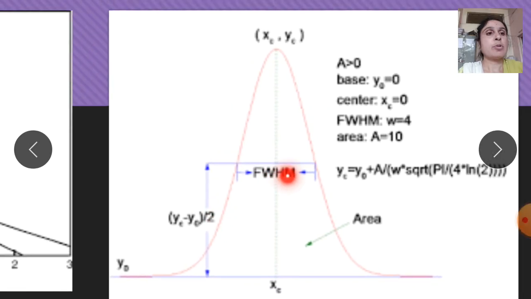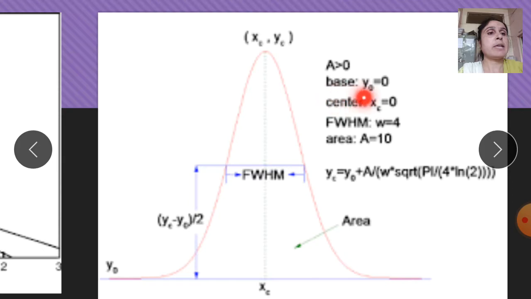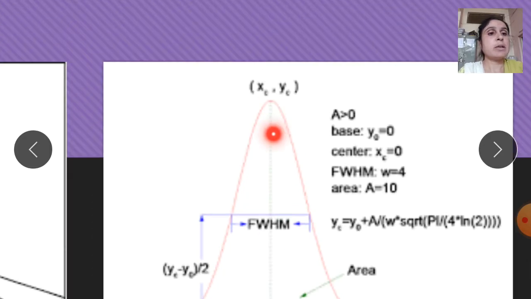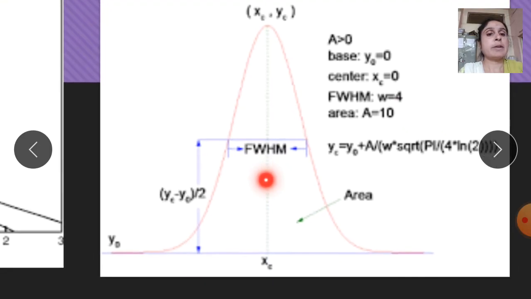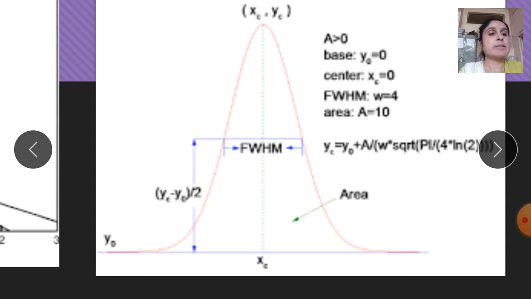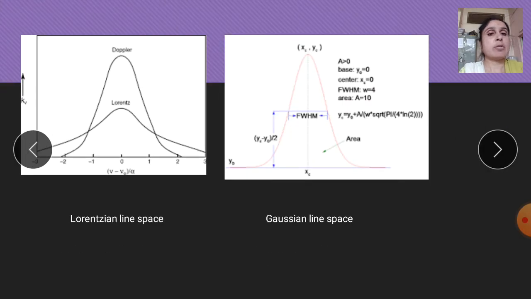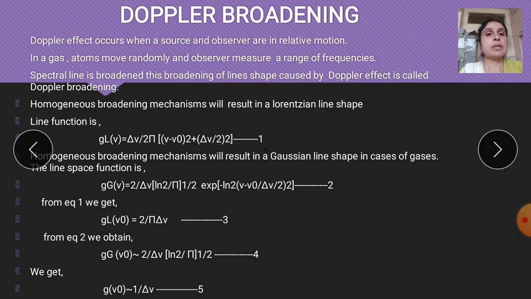In this mechanism, when y1 and y2 are considered, the center of axis x2 is defined as 0. The line width will be w equals 4, and the area is defined as A equals 10. So this is the mechanism that takes place in the Gaussian line shape, and in this way the line function can be denoted.